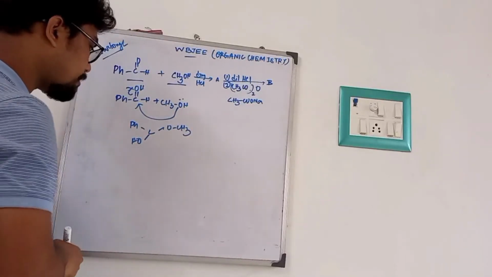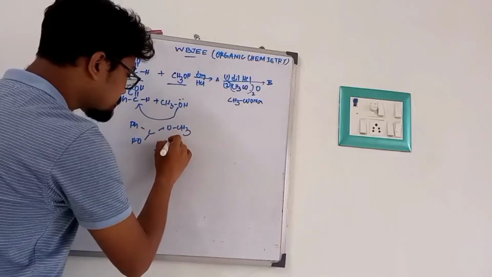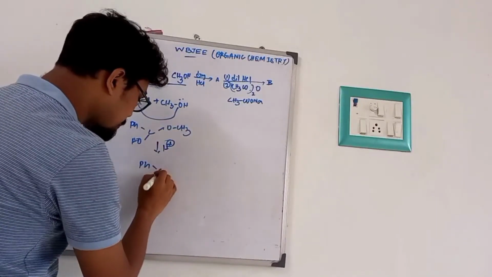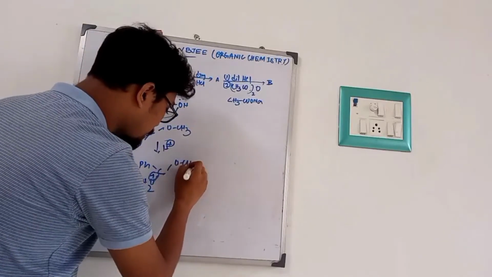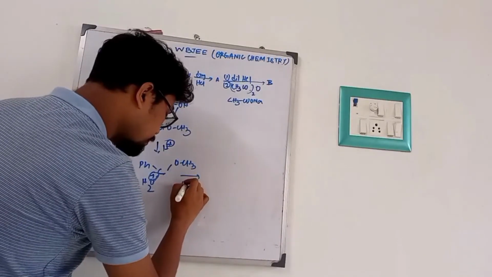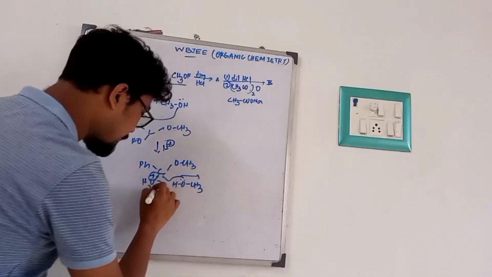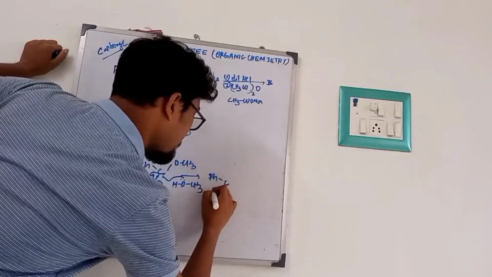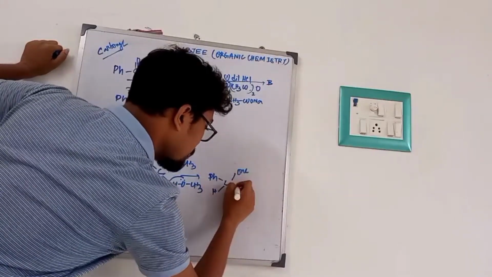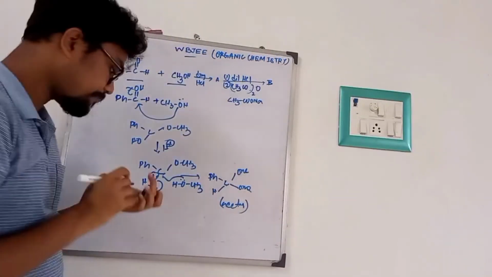Okay, then what happened? In the presence of dry H plus, this becomes a good leaving group, and further CH3OH will attack and water will leave, so we get an acetal group.